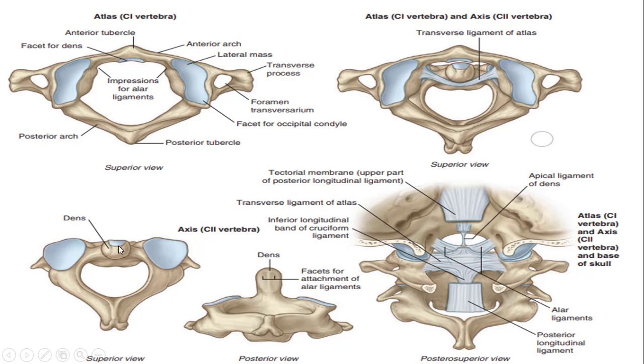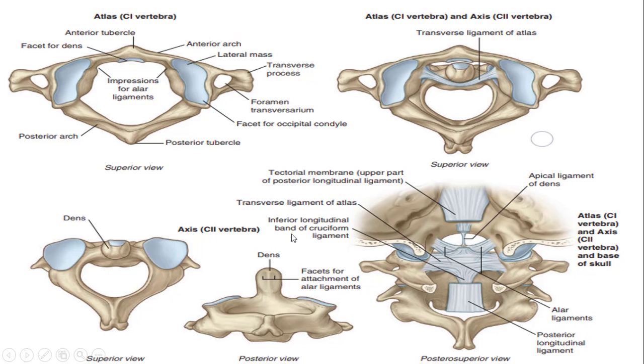And the two superolateral surfaces of the dens have circular impressions. These impressions serve as attachments for strong alar ligaments. These ligaments connect the circular impressions of the superolateral surfaces of the dens to the medial surfaces of the occipital condyles, one on each side.